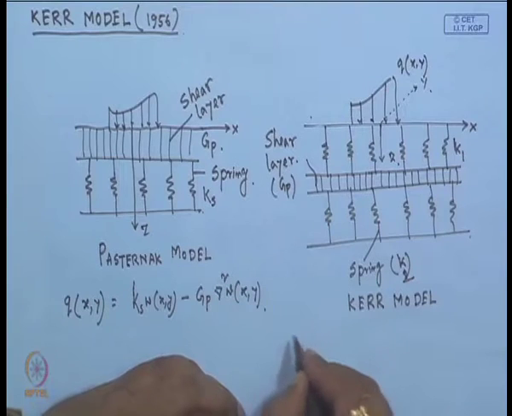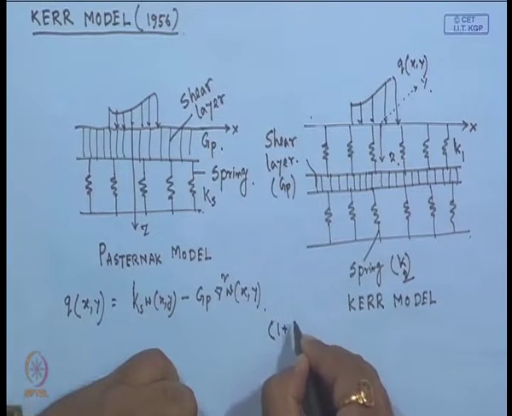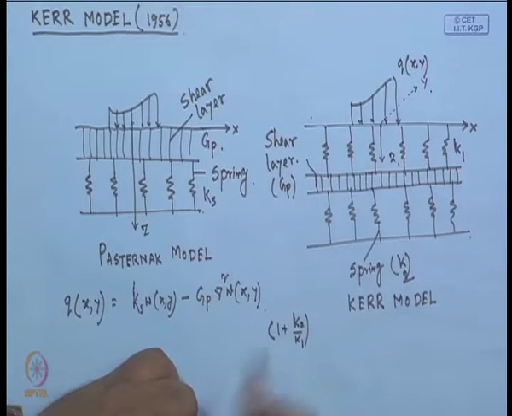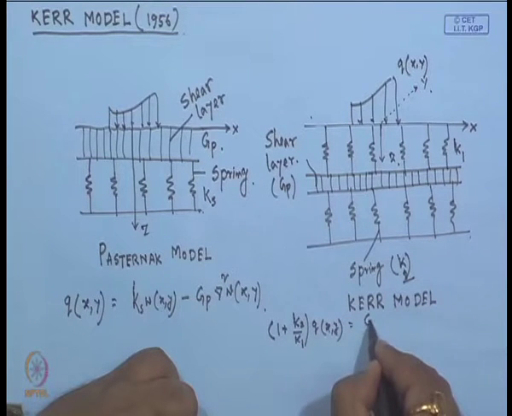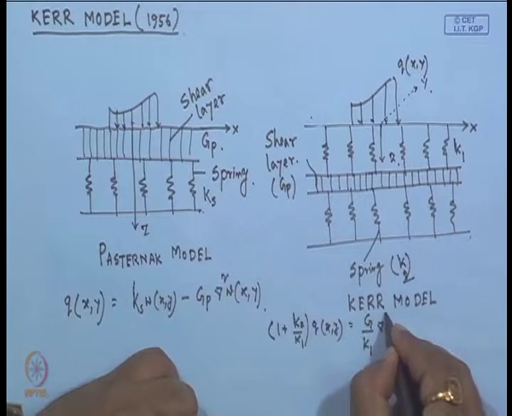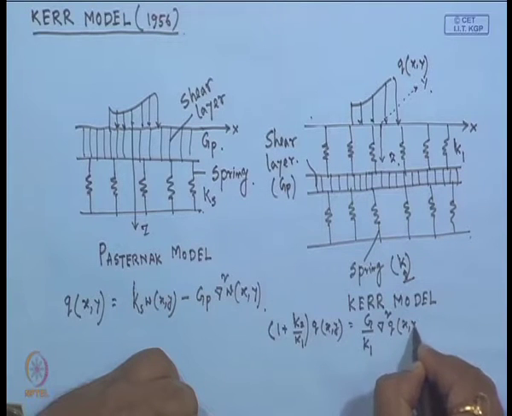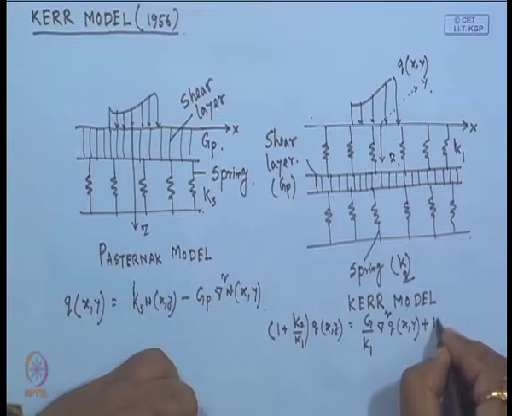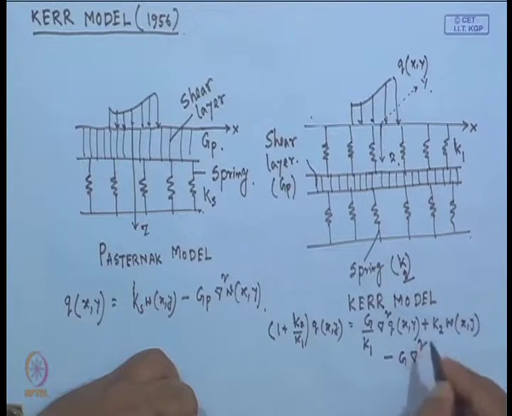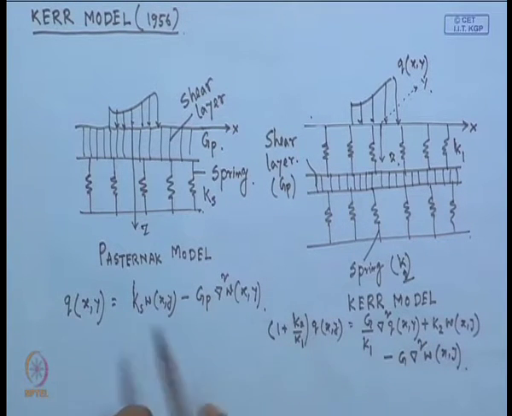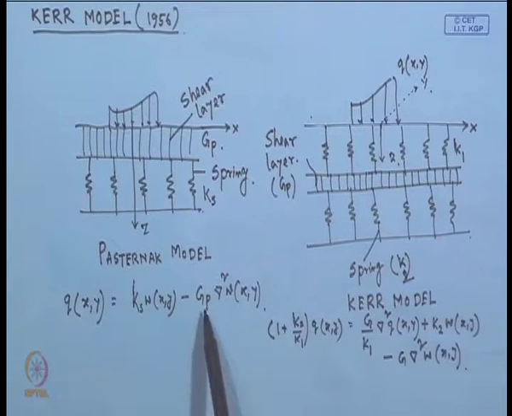Now, in that case the response function for the Kerr model will be: 1 plus K2 by K1 times q(x,y) equals G by K1 del square q(x,y) plus K2 w(x,y) minus G del square w(x,y). So, compared to the Pasternak model, here the terms K1 and K2 are introduced.